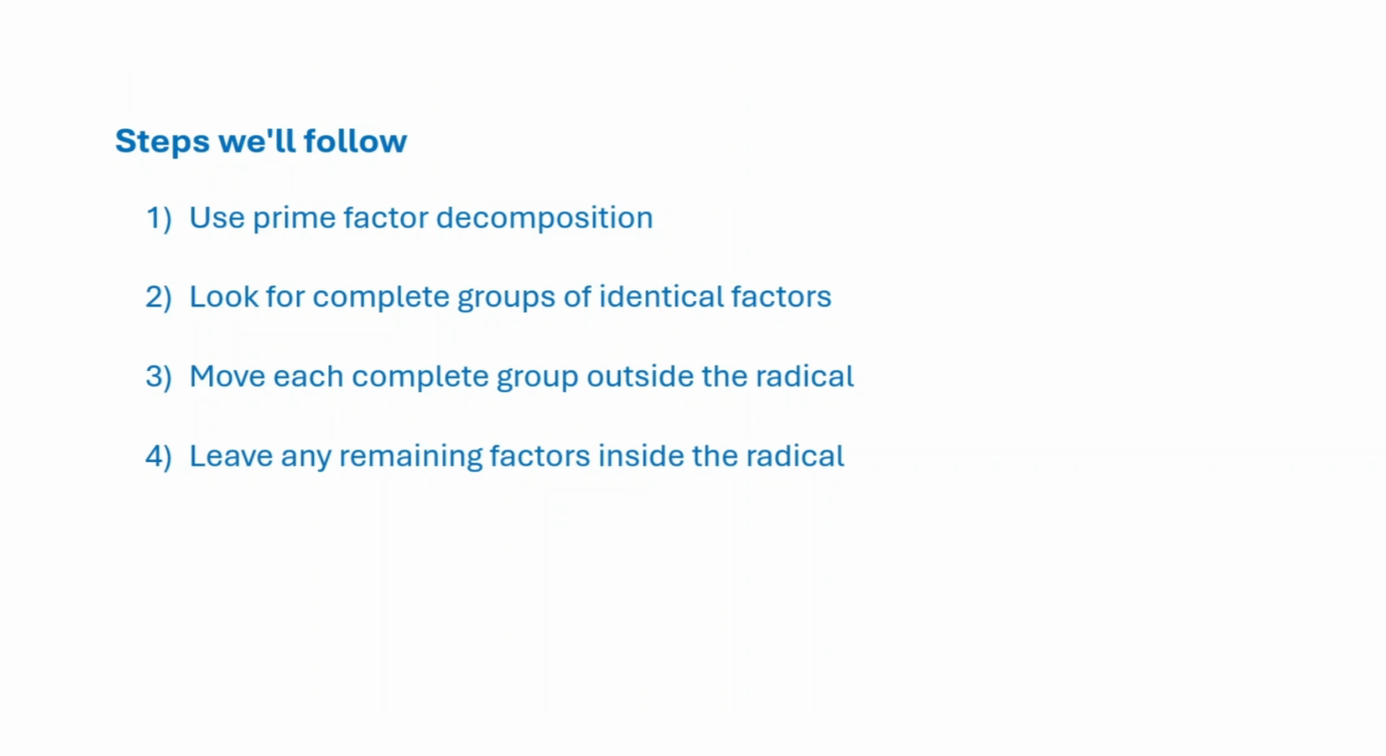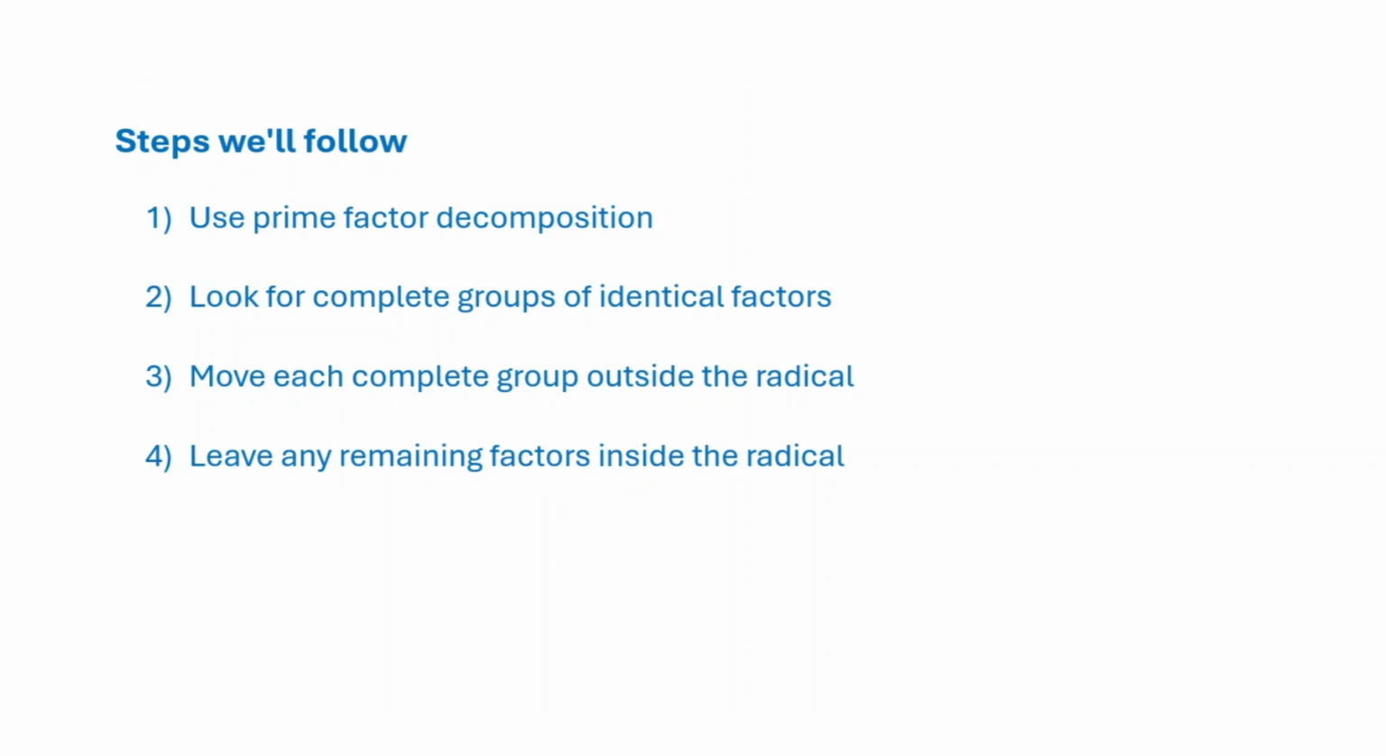Let's look at the steps we'll follow throughout this lesson. First, we'll use prime factor decomposition. Then we'll look for complete groups of identical factors. Each complete group comes outside the radical. Any remaining factors stay inside the radical. The index of the radical tells us how many identical factors make a complete group.